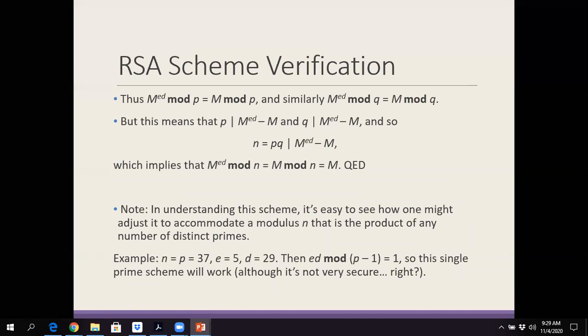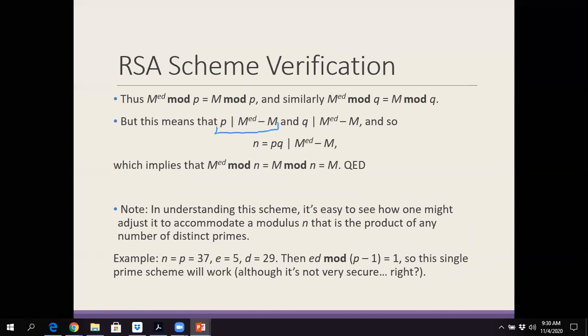But also, couldn't I work mod q? We can make the exact same argument mod q, the other prime. And you'll get m to the ed mod q is just m mod q. Okay? So what does that mean? That means that p divides, and this is really the whole game.